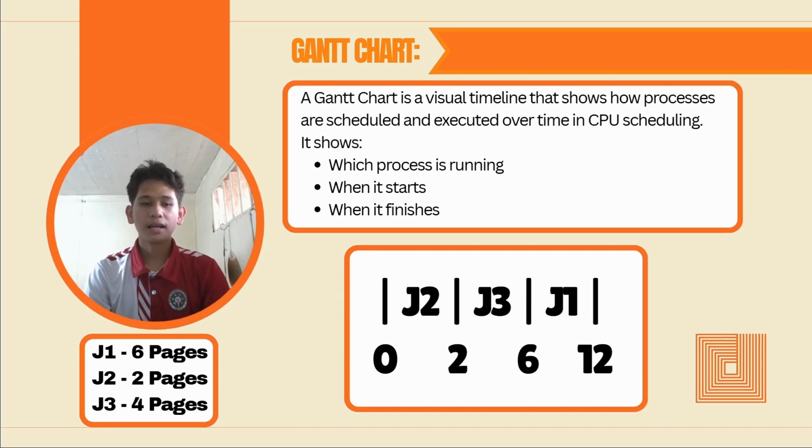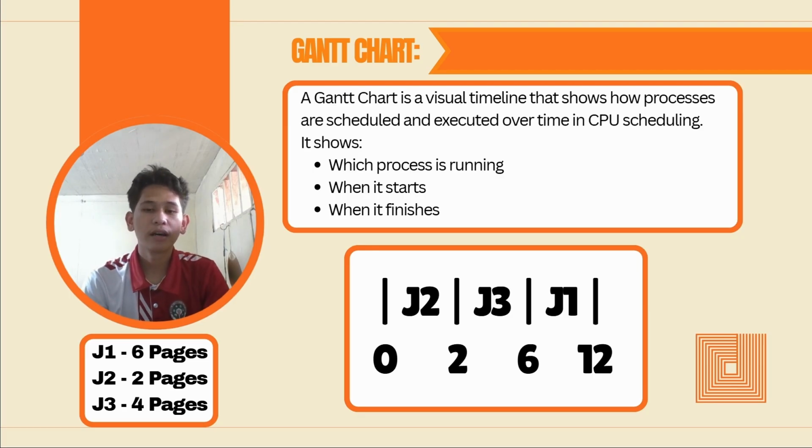Gantt chart. A Gantt chart is a visual timeline that shows how processes are scheduled and executed over time in CPU scheduling. It shows which process is running, when it starts, and when it finishes.